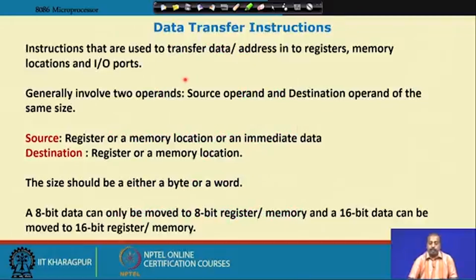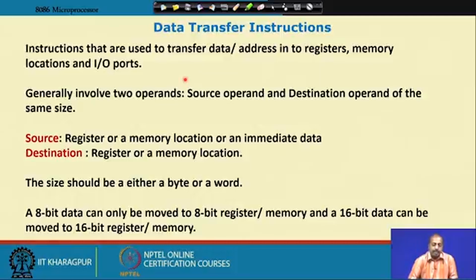The first category that we have is the data transfer instructions. These instructions are used to transfer data or address into registers, memory locations and IO ports. They involve two operands, a source operand and a destination operand, and the operands are of the same size. Now, in case of 8086, the source can be a register or a memory location or an immediate data, and the destination can be a register or a memory location. Naturally, the destination cannot be an immediate data.